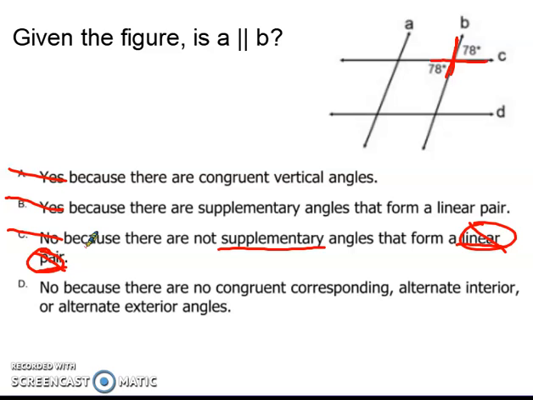D, no, because there are no congruent corresponding, alternate interior or alternate exterior angles. We need to know, are corresponding, alternate interior or alternate exterior angles congruent? They are. So your correct answer here is D. Even though they're congruent and vertical angles are congruent, it does not prove anything parallel.